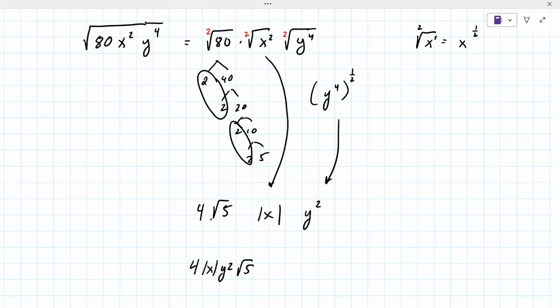So first, you split it apart by the term. There's actually a number of ways to look at this. What if it's 80 x cubed y to the fourth? We're going to do that example next.